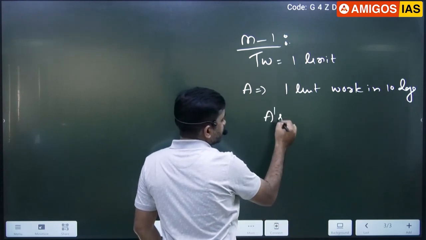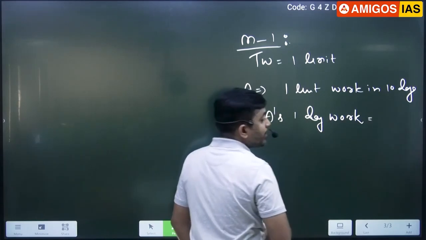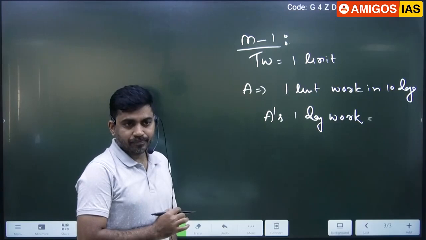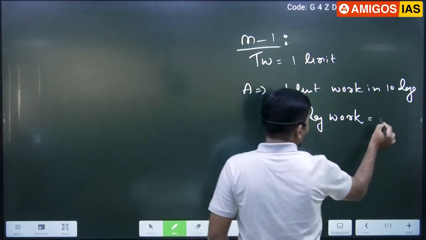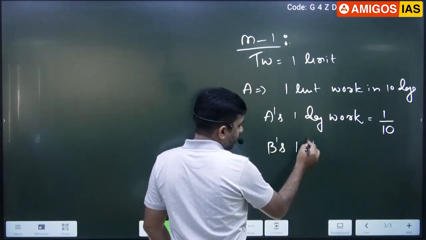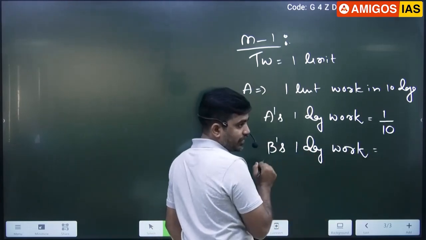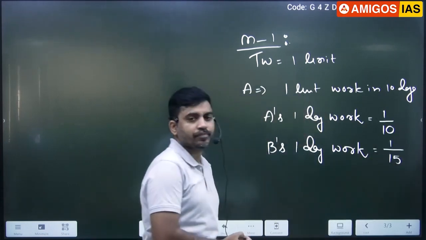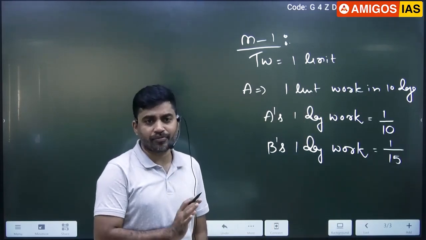What about A's 1 day work? Because from the first day onwards, A and B are going to work together. First find out A's 1 day work. 10 days work is 1. What is 1 day work? 1 by 10. Very good. Similarly, B's 1 day work. He is completing this work in 15 days, so 1 day work will be 1 by 15. So on the first day, A completes 1/10, B completes 1 by 15.